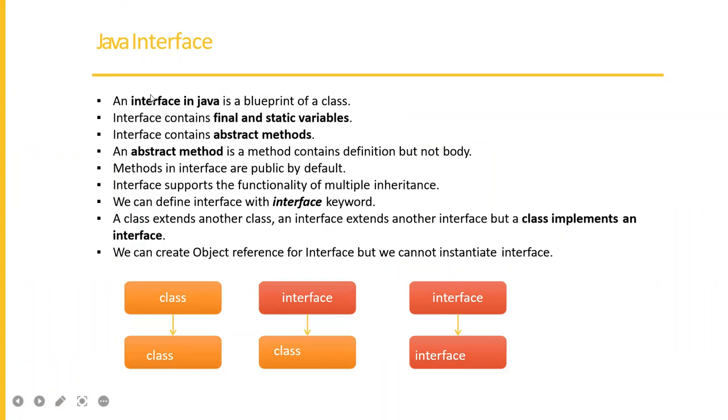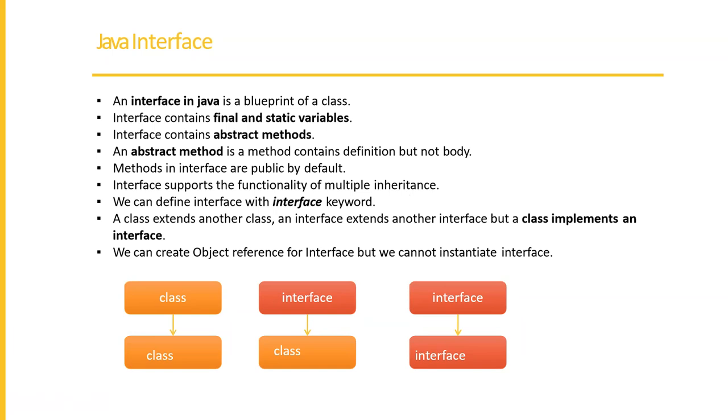Interface is basically a user-defined data type. An interface contains final and static variables. It contains abstract methods. An interface method is a method that contains a definition but not a body, as we declared in the abstract class, which we discussed last time. Methods of an interface are public by default. Whether you define public or not, by default it is public. An interface supports the functionality of multiple inheritance. As I told you, by using an interface we can achieve multiple inheritance in Java.